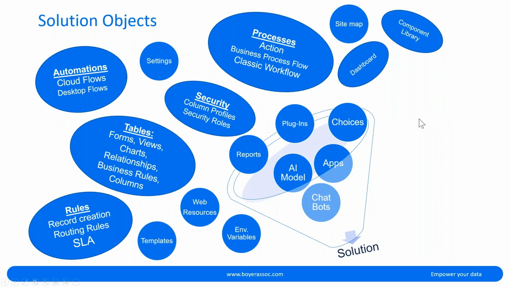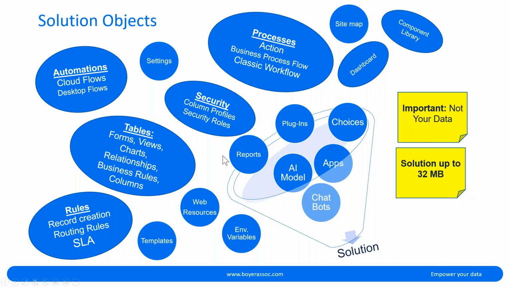Okay, so again, what are these objects that I keep talking about, right? Objects are components. As I mentioned before, settings, tables, automations, security, processes, plugins, sitemaps, all these things, as you see on the screen, are the objects that you can bring in to your solution, and then you can move those over from one environment, typically your development, into your production environment. Again, an important thing, you cannot move your data, as we talked about.